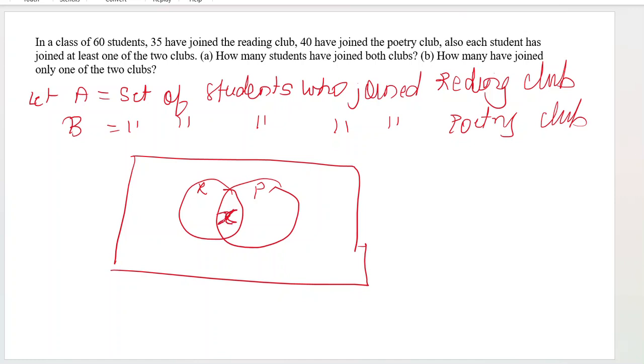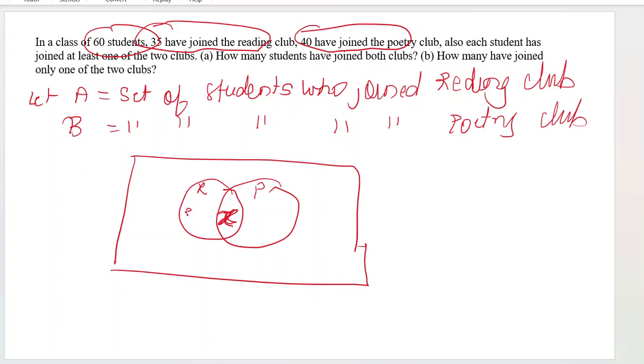Now we are nowhere given the students who are there in the reading as well as the poetry club. We have been given 60 students as the total, 35 are for reading, 40 are for poetry, but there is no mention about those who have joined both. So therefore we take it as X. Now reading there are 35, so this entire full circle of reading is made up of 35.